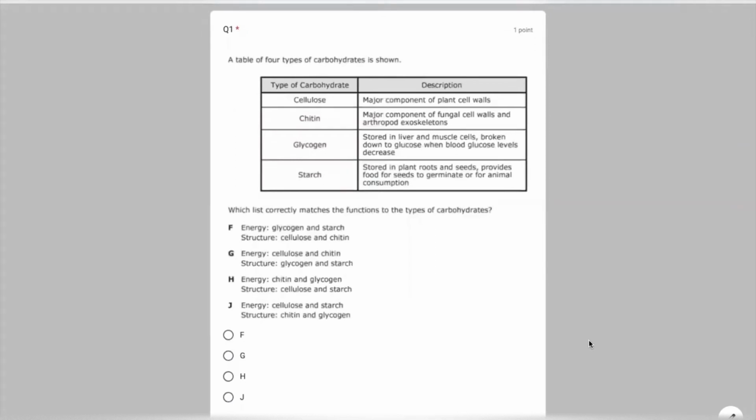Question 1. A table of 4 types of carbohydrates is shown. Type of carbohydrate: cellulose, major component of plant cell walls. Chitin, major component of fungal cell wall and arthropod exoskeleton. Glycogen, stored in liver and muscle cells, broken down to glucose when blood glucose levels decrease. Starch, stored in plant roots and seeds, provides food for seeds to germinate or for animal consumption. Which list correctly matches the functions to the types of carbohydrates?